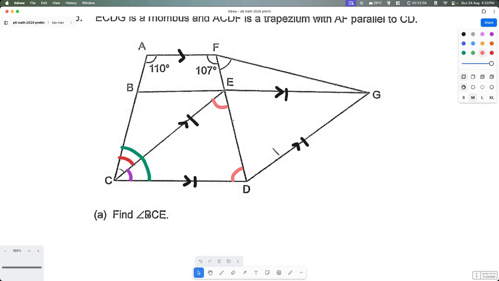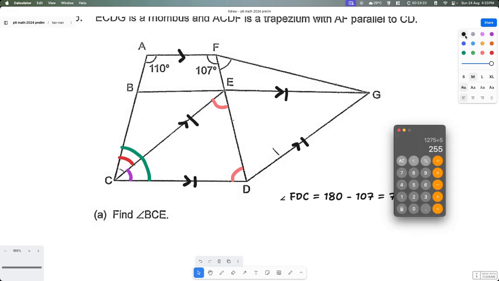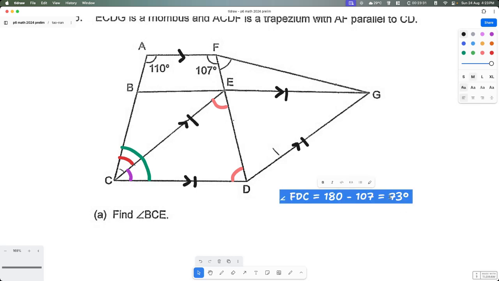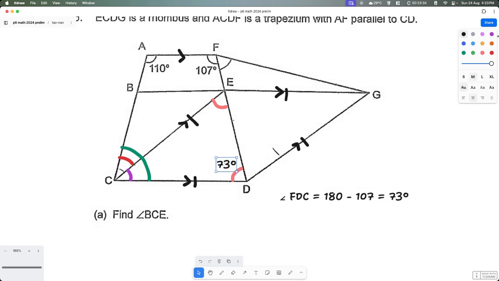All right, so first thing is let's get this pink angle first, one of the pink angles, which is FDC. So angle FDC is 180 minus 107. This will give us 72 degrees. Okay, all right, so 180 minus 107. Oh sorry, 73 degrees. So this is 73 degrees. Now we know that this is 73, that means this is 73.